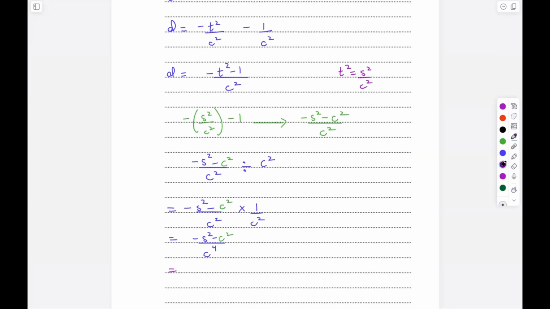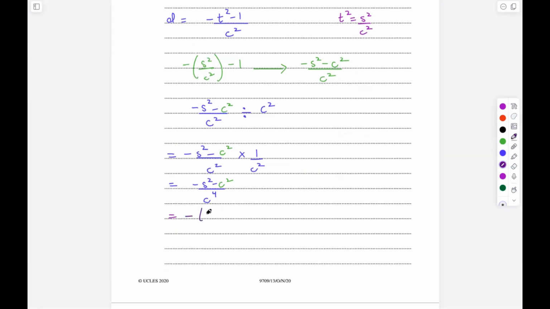So now if we take the negative sign common out over here, that will become sine squared plus cos squared divided by cos to the power 4. Now as sine squared plus cos squared is 1, so that will become minus 1 upon cos to the power 4 theta.